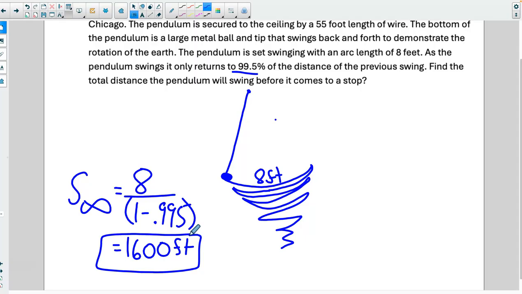Think about this briefly with me. So I start at 8, right? Let's find our next term. So let's take 8 times .995. Let's see what we get. 7.96. If I multiply it again by .995, I get, oh, that's sad.